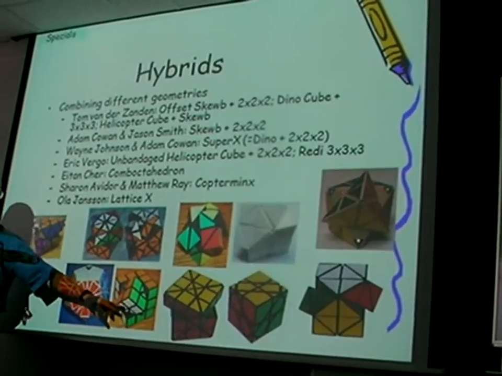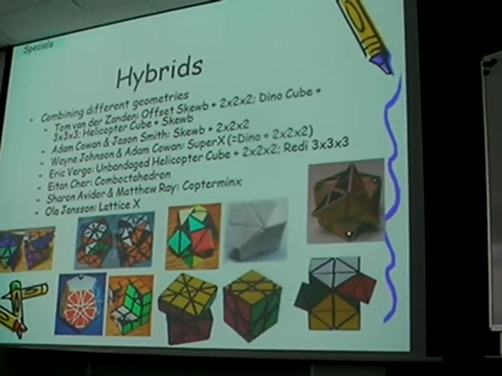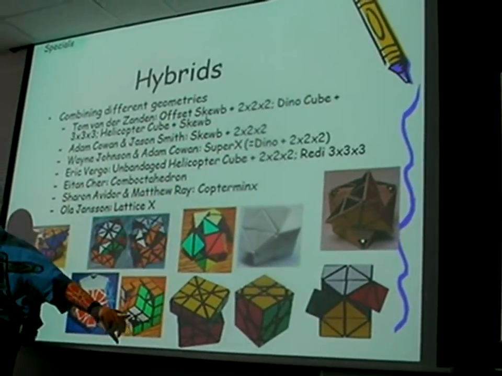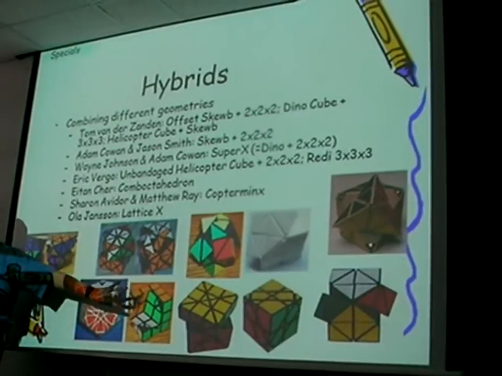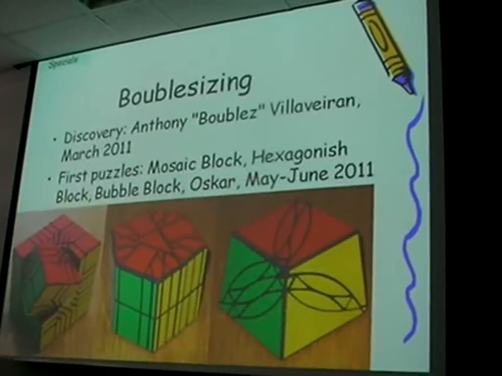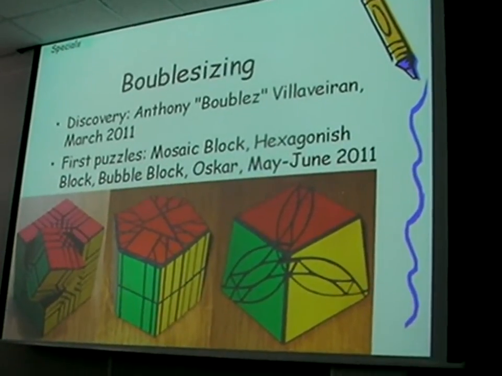This one by Eric, where is he? Virgo, yes. By Eric Virgo. It combines some corner turning of the cube with a regular Rubik's Cube. It's really fun. Well, the final thing that I want to show you is the bubble sizing.